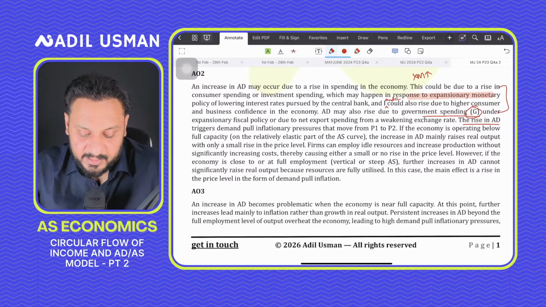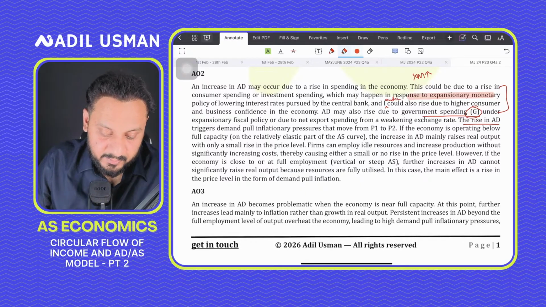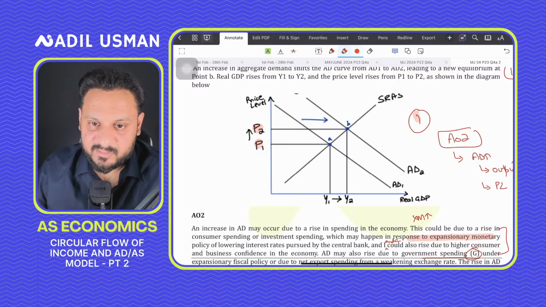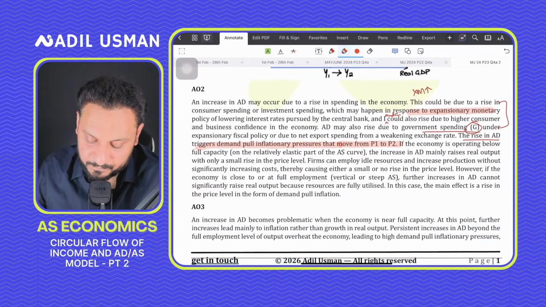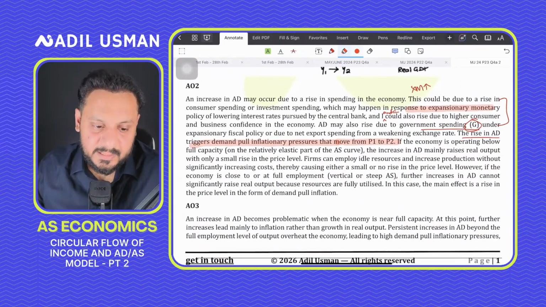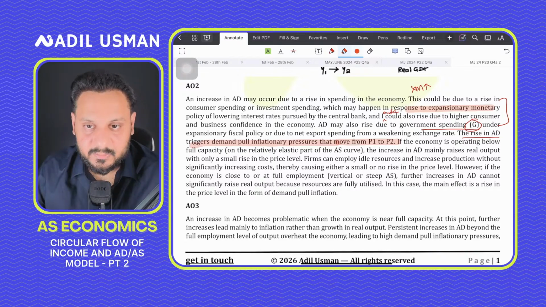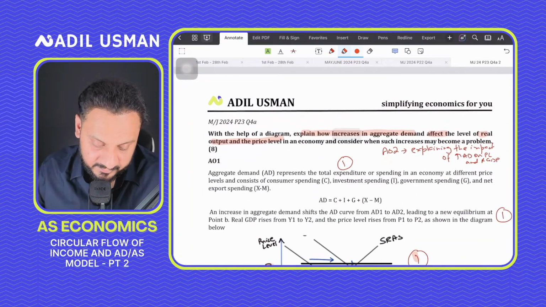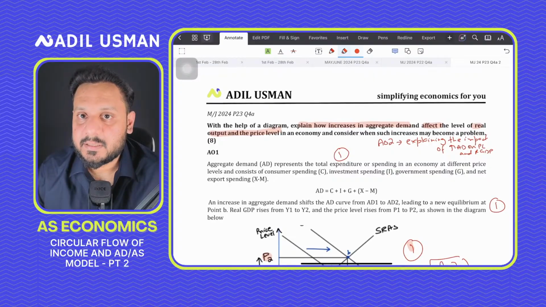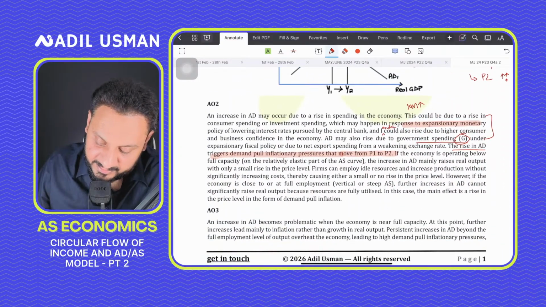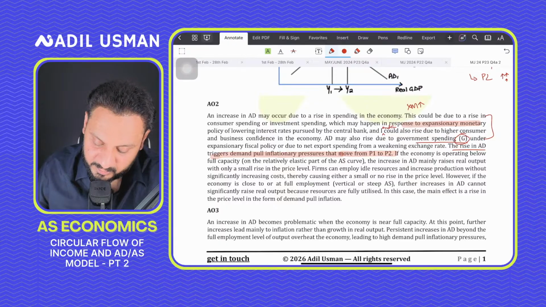So the rise in AD would trigger demand-pull inflationary pressures that move your economy from P1 to P2, prices go up. But you see, the thing is that this is not necessary, and real GDP may increase. So the price level can increase and the real GDP can increase. But it is not necessary that this is going to happen. The rise in AD triggers demand-pull inflationary pressure, moving the economy from P1 to P2.